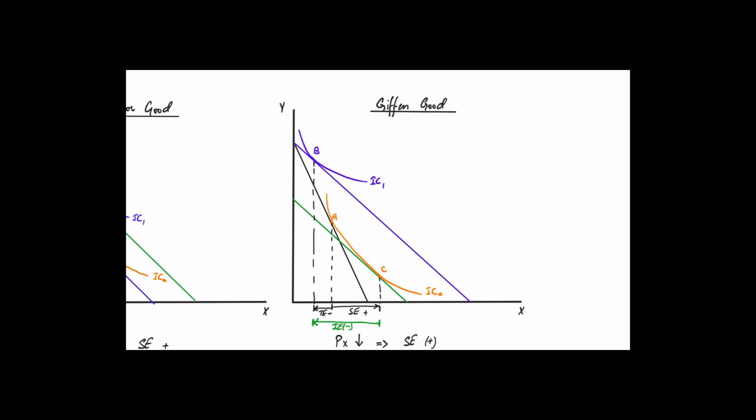Now remember that both inferior goods and Giffen, basically they both come under the category of inferior goods. It's just that the Giffen is quite a lot more inferior, with the substitution effect lesser than the income effect.